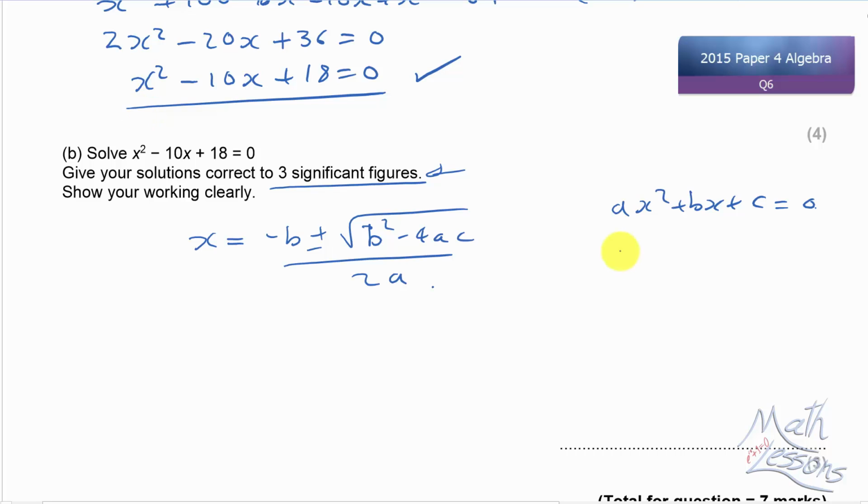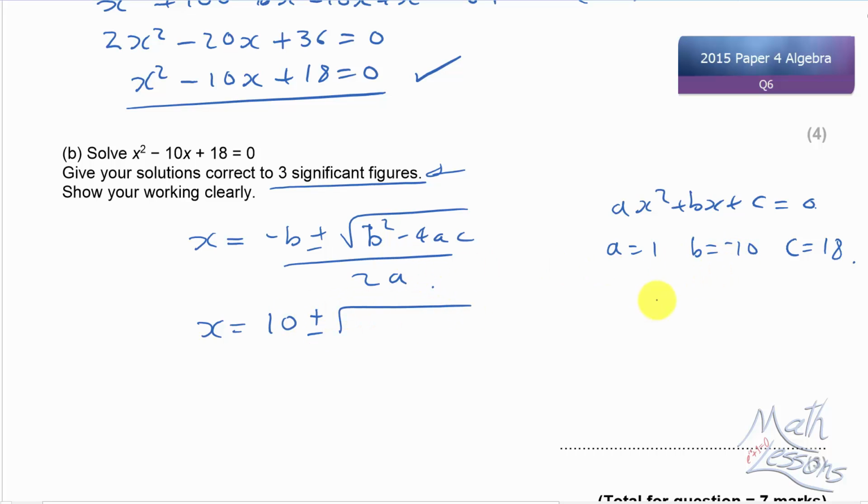And so a will equal 1. The b is minus 10. The c is equal to 18. So I'm going to put all those in. So b is minus 10, so minus b is plus 10. b squared is minus 10 squared.